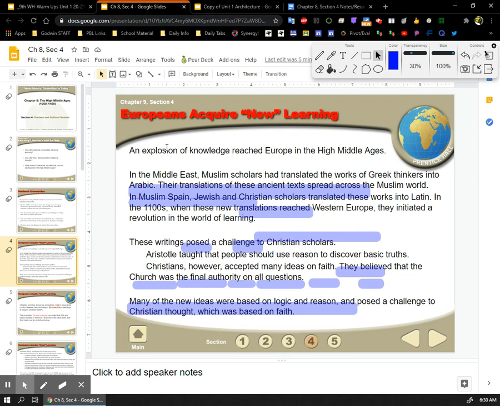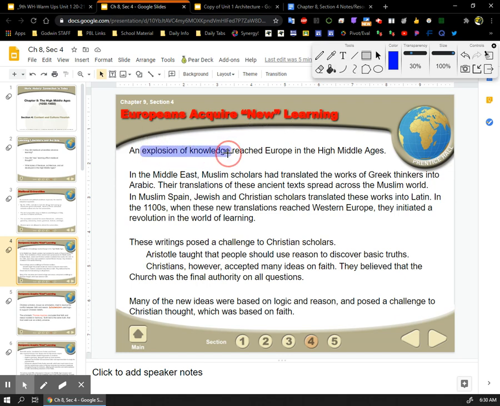So with all this knowledge that's going to be passed on to the clergy, and then the clergy is going to teach the regular people, what you will see is new learning start to develop. There's going to be an explosion of knowledge. That's going to arrive in Europe during the High Middle Ages. It's not just Europe though that's going to acquire new learning. A lot of this stuff is going to come out of the Middle East.